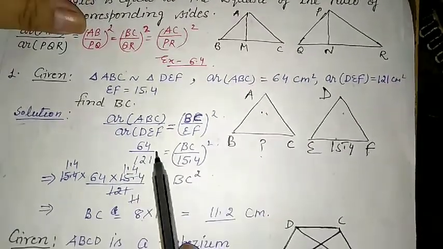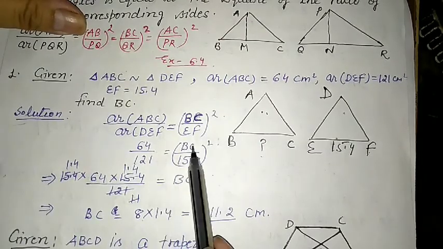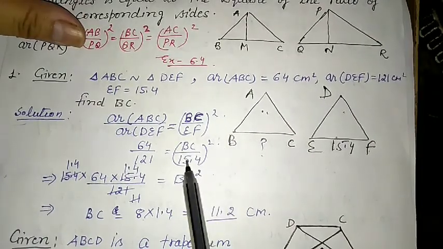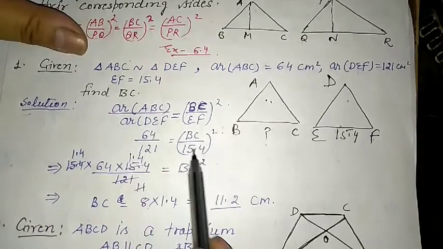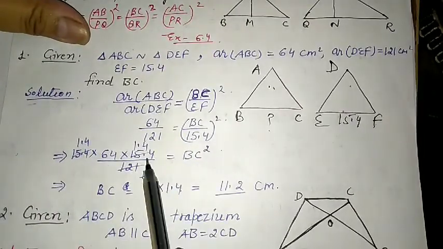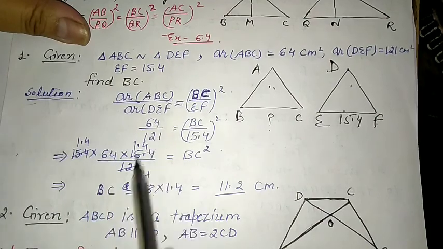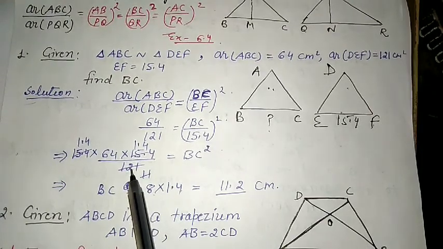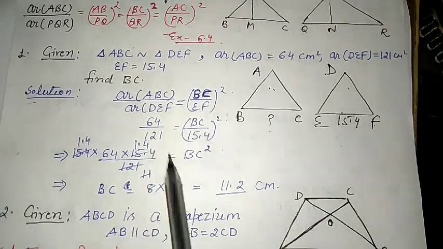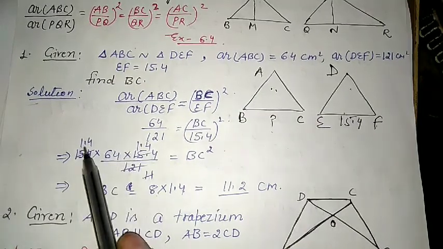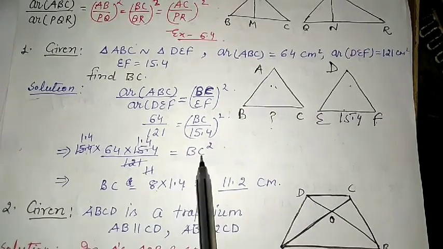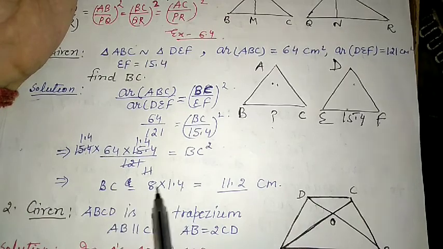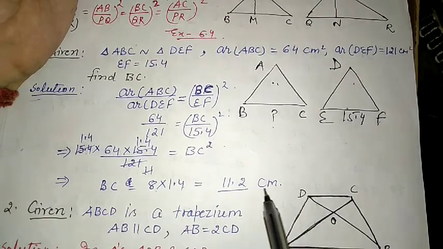So we put the values here: 64 upon 121 equals BC upon 15.4 whole square. BC square will remain here and 15.4 whole square will move to this side, so we write 15.4 two times. This is 64 as it is and 121. On calculation, if we divide by 11, this becomes 11 and this becomes 1.4, and from this 11 we will cut, so we get 1.4. For BC square we have to find the root. 1.4 two times, so here comes 1, and 64 is the square of 8. So we get 11.2 centimeter.